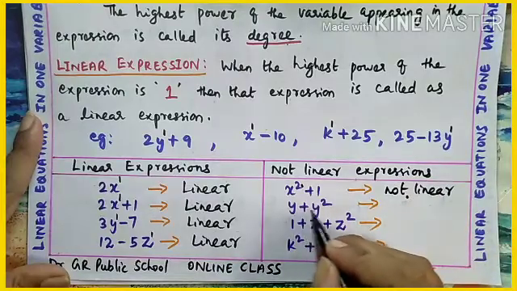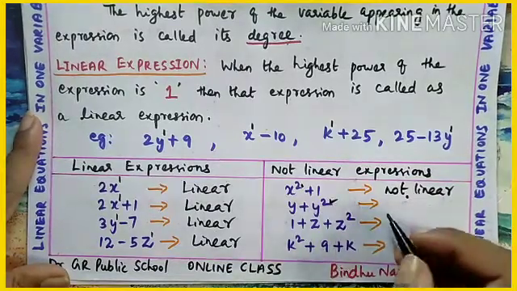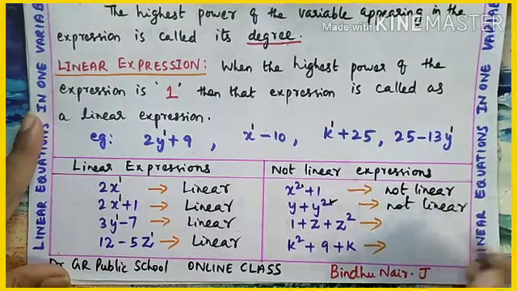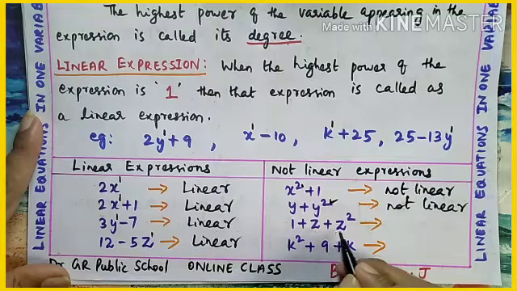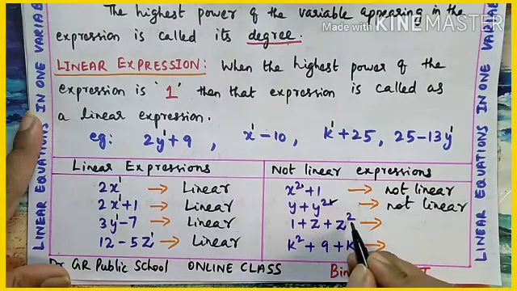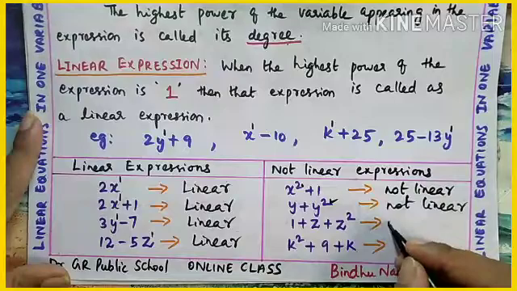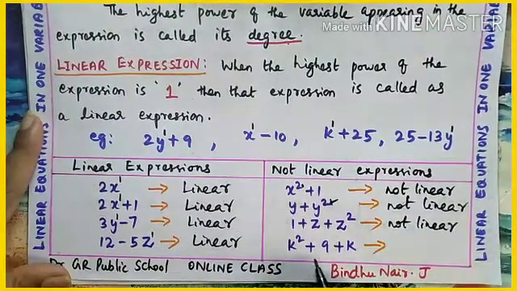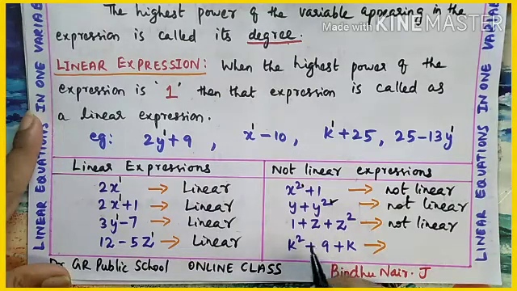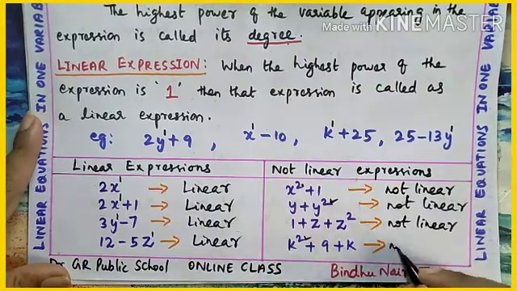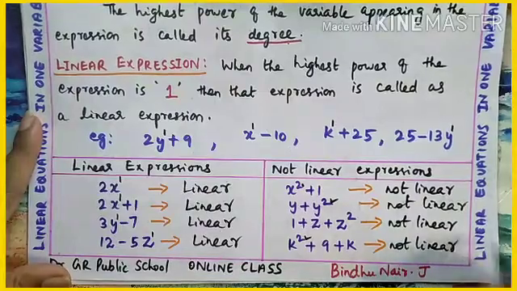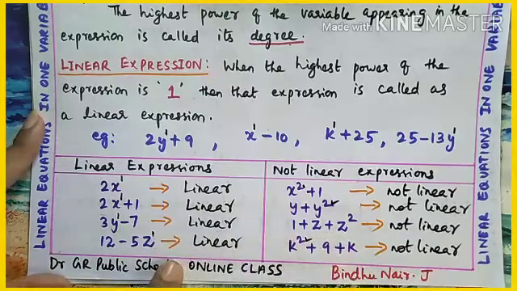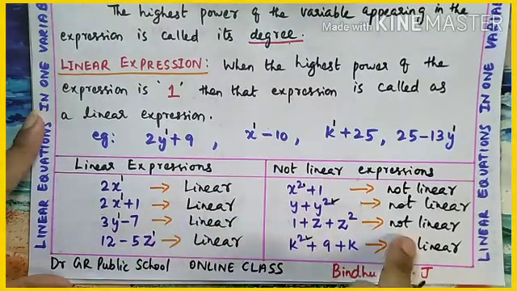Now see here, y plus y square. Here also the power of y is 2, so this is also not linear. Now the third one, 1 plus z square. Here also the power is not equal to 1, so this expression is also not linear. And the final example, k square plus 9 plus k. Here also the highest power is 2, so this expression is not linear. These are the different expressions I have written: this is linear and this is not linear.